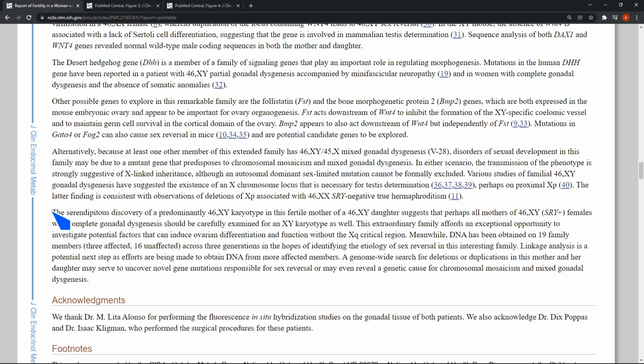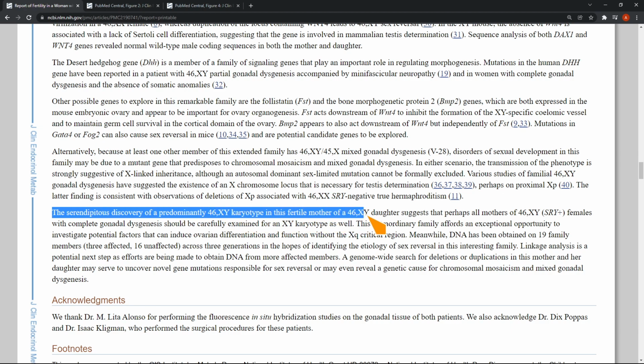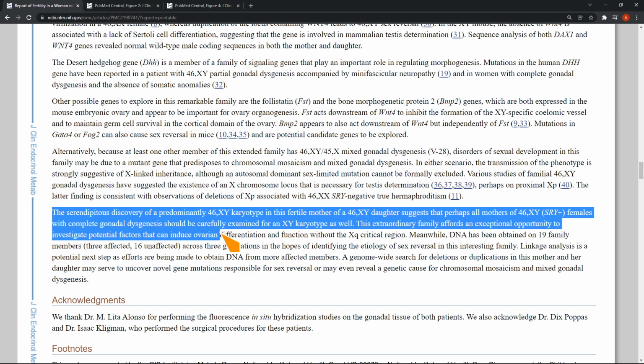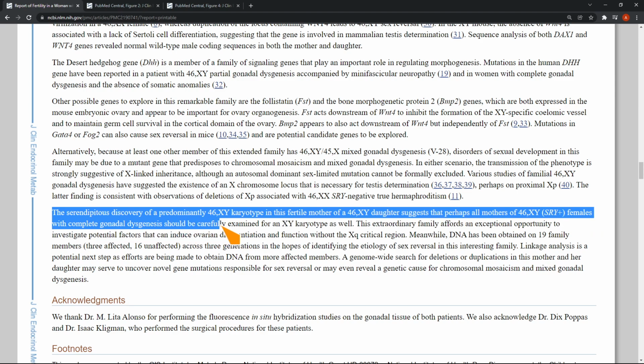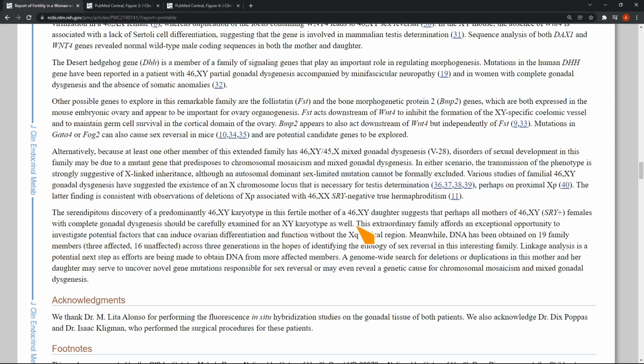We're almost at the end here. This last thing is the serendipitous discovery of a predominantly 46XY karyotype in this fertile mother of a 46XY daughter suggests that perhaps all mothers of 46XY SRY positive females with complete gonadal dysgenesis should be carefully examined for an XY karyotype as well. So this is saying that we should look at karyotypes more.